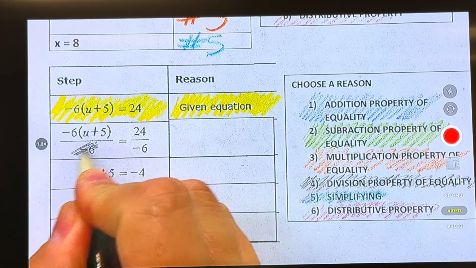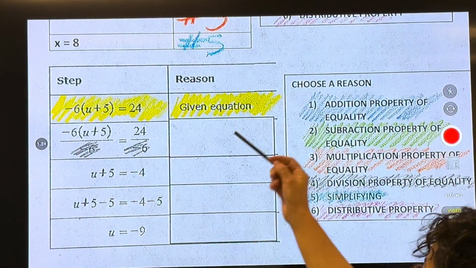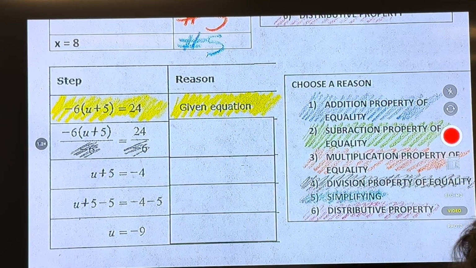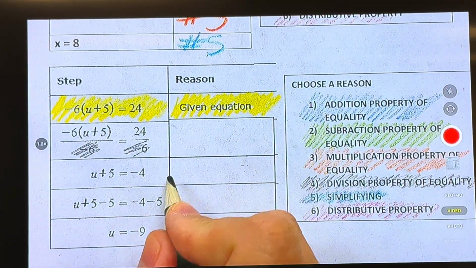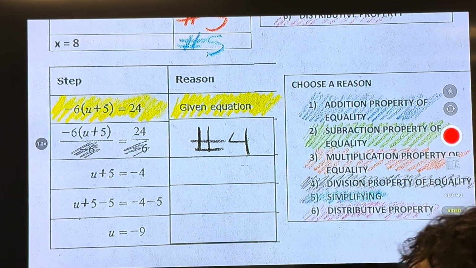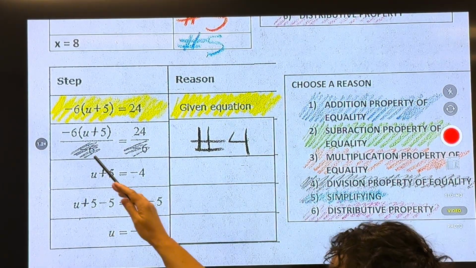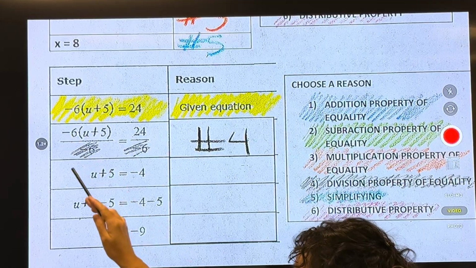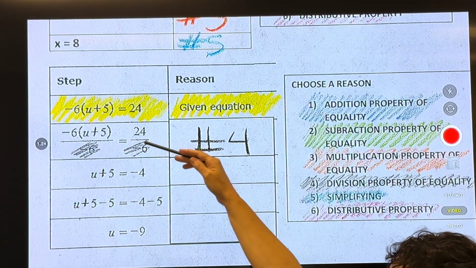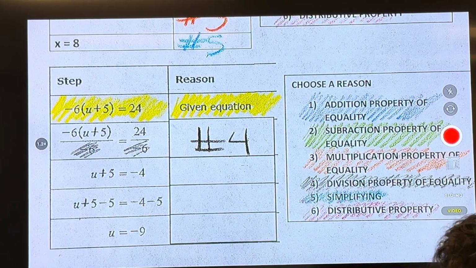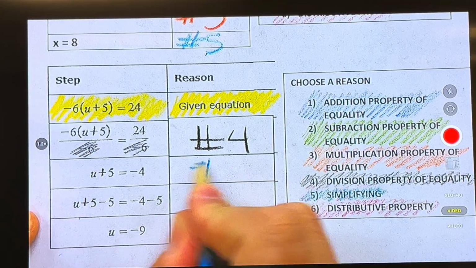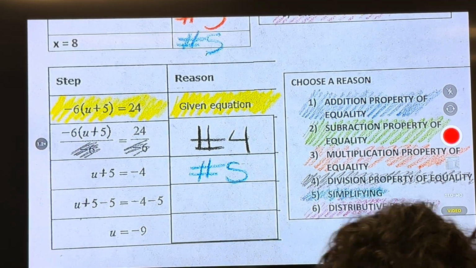Okay, so how the top line changed from here to here, we see a divide by negative 6, so we're gonna pick the division property of equality, number 4. Then they actually did the division. This negative 6 got rid of this negative 6, so I'm left with u plus 5. And then here, 24 divided by negative 6 is negative 4. So we have simplified, which is reason number 5.